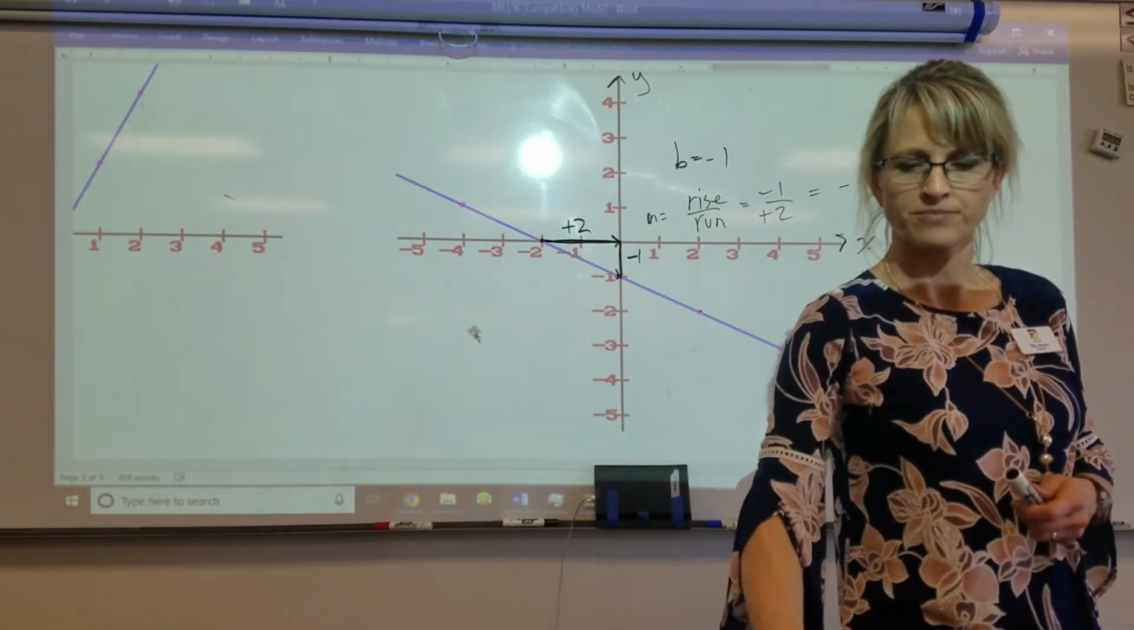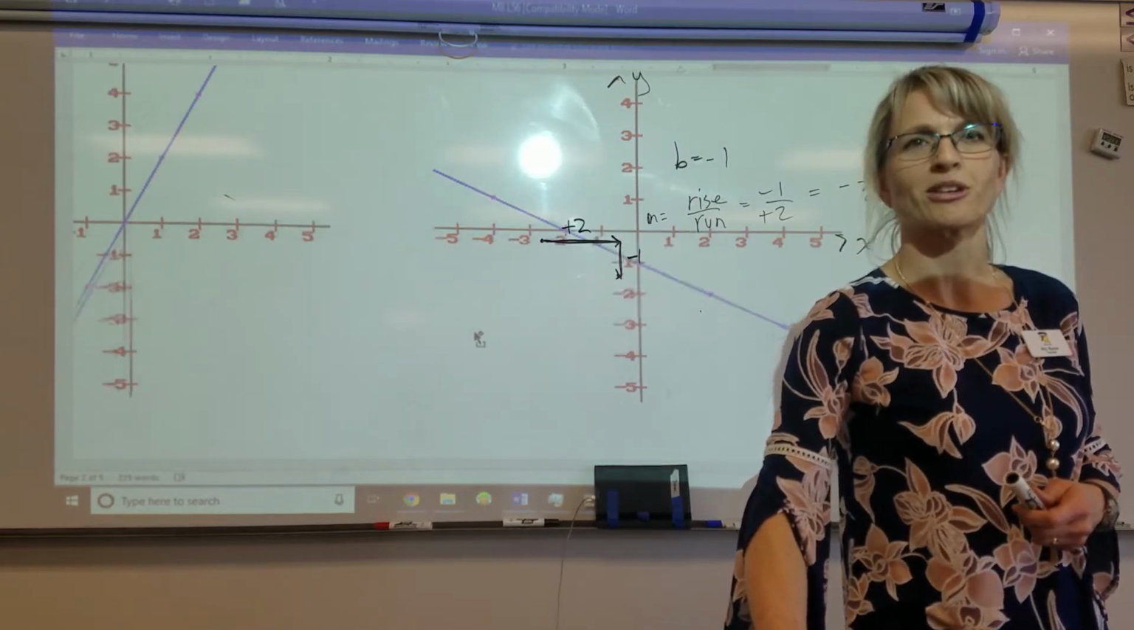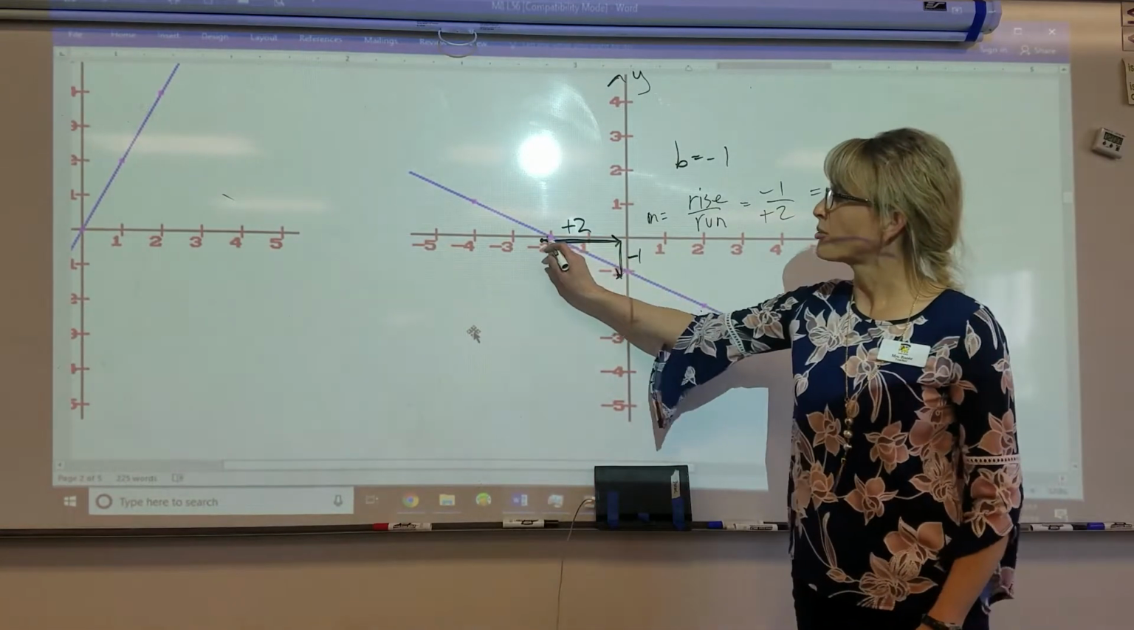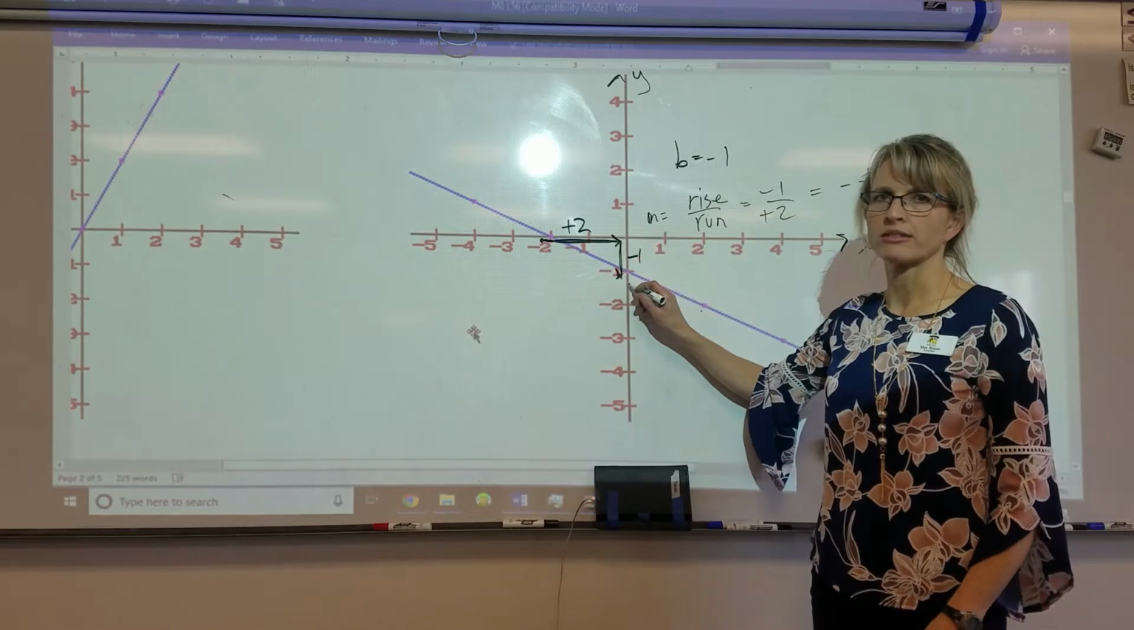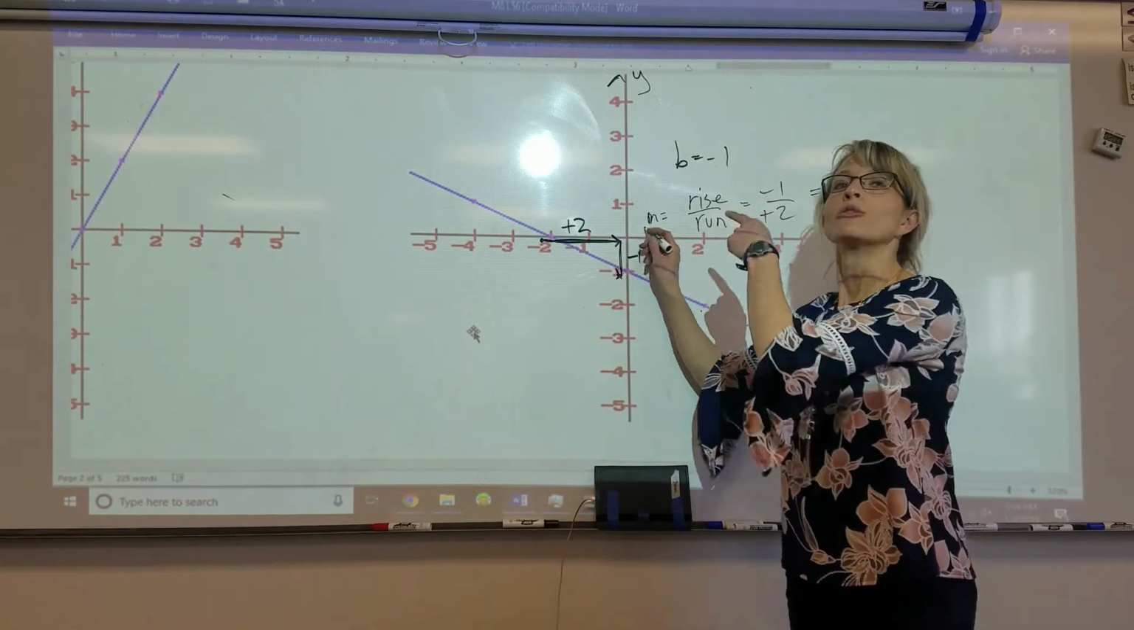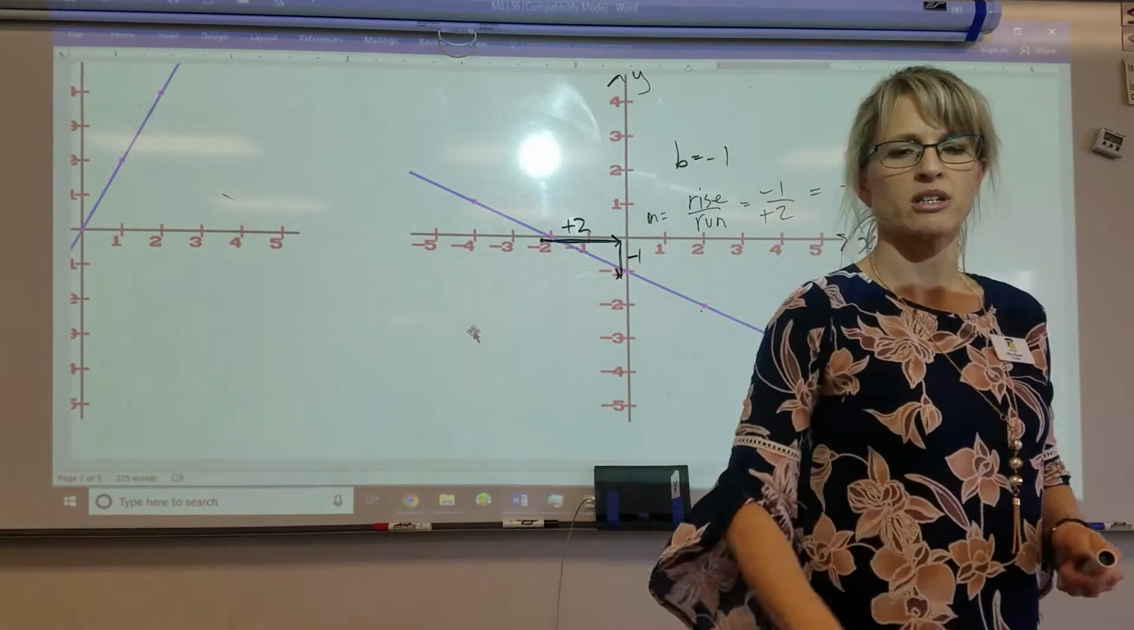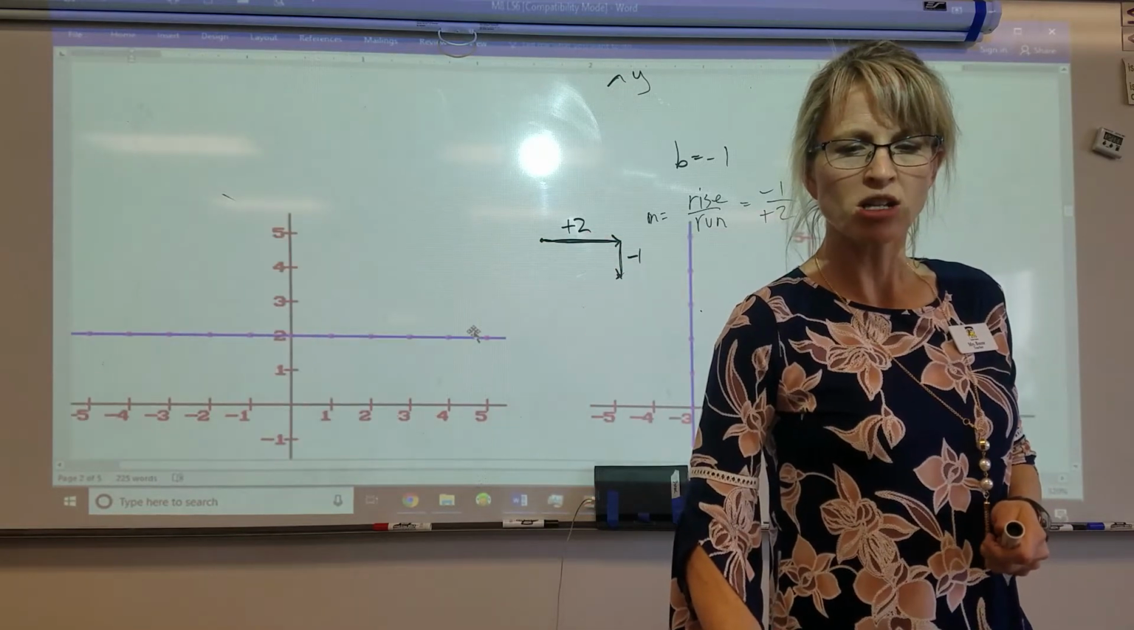So how do you know whether to go left or right or up or down? You can pick, you can go either way. Start at one point and then move to the other point. Or start at this point, move to the other point. Great question, Emma.